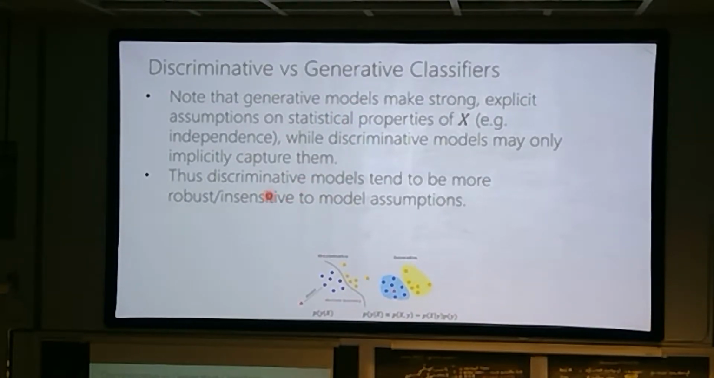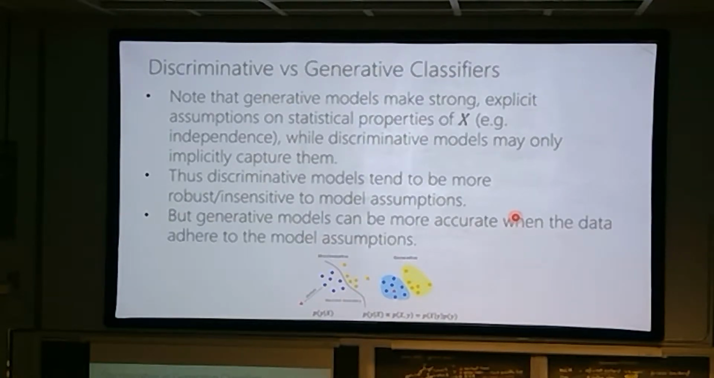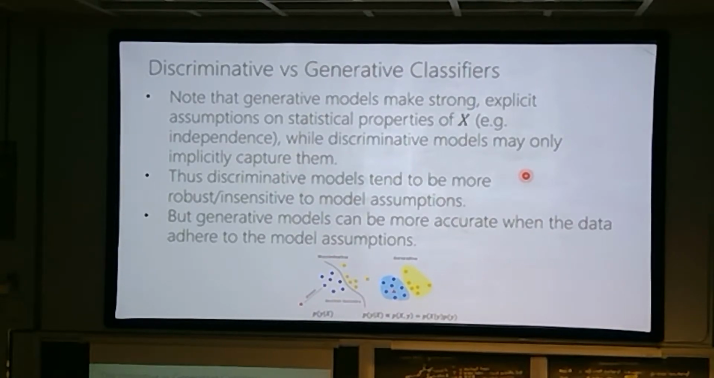Because of this very strong explicit assumption, the generative models are not as robust to model assumptions as the discriminative ones. Discriminative ones make fewer assumptions, so they're generally more robust unless you know that all those assumptions are correct. But if you actually know that your data adhere to those assumptions, then it's generally better to use a model where the assumptions are in there, because it's sort of pinning down the space a little bit. If you know they're true and you pin it down, then you're almost certainly going to do better unless you have infinite data.